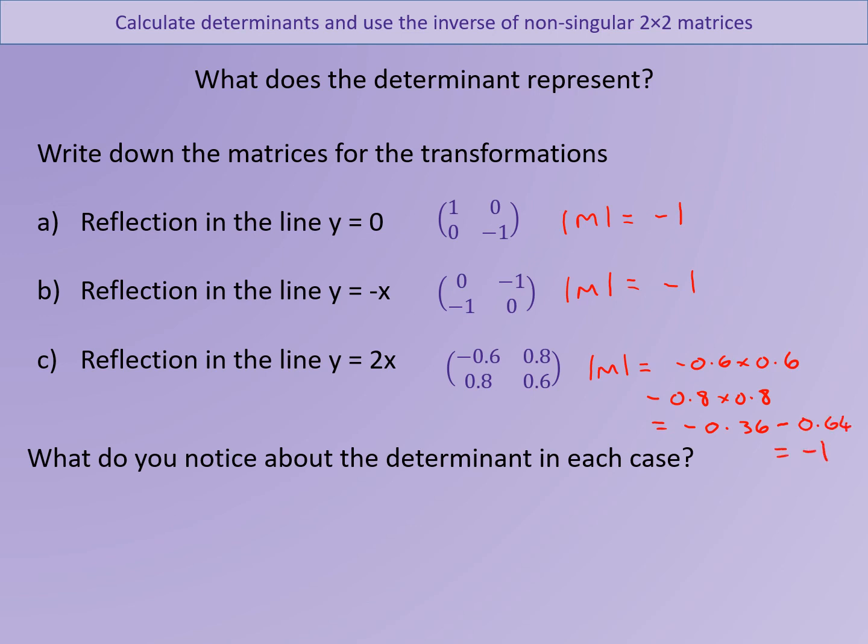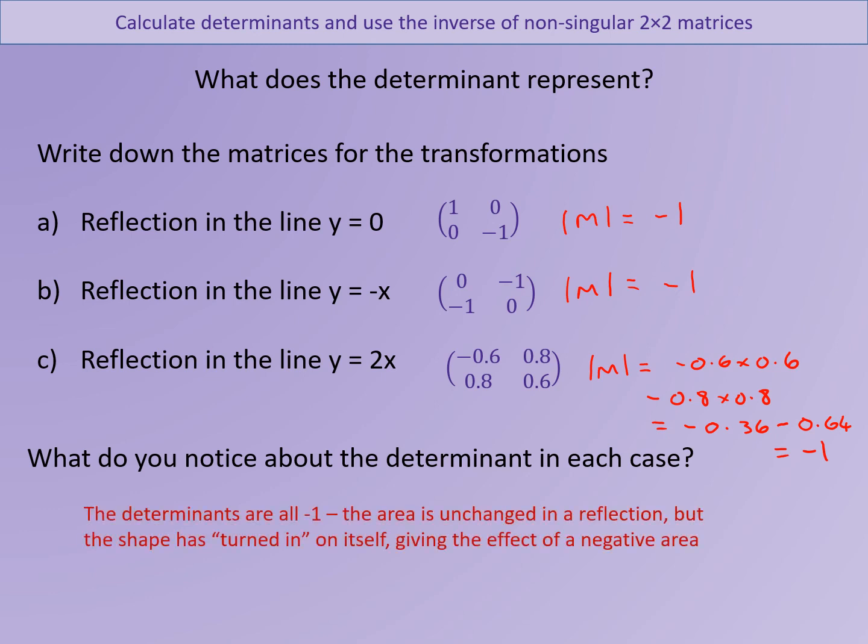So what we notice is that all three of those determinants are negative 1, which brings us to the rule that the determinant of any reflection is negative 1. That is because the area itself is unchanged when you reflect a shape, but you can think of the shape as having kind of turned inside on itself, which gives the effect of it actually having a negative area.